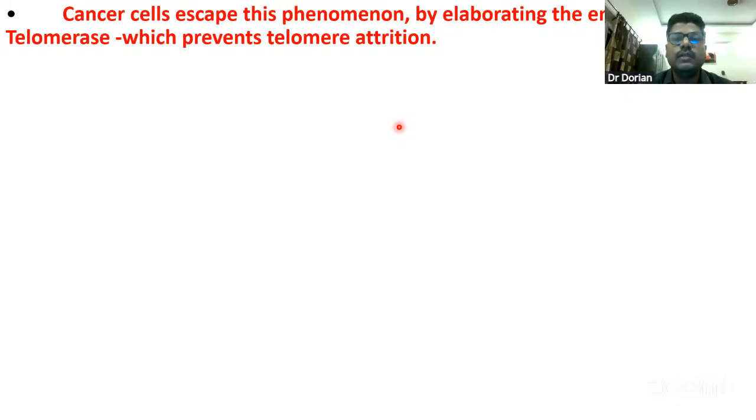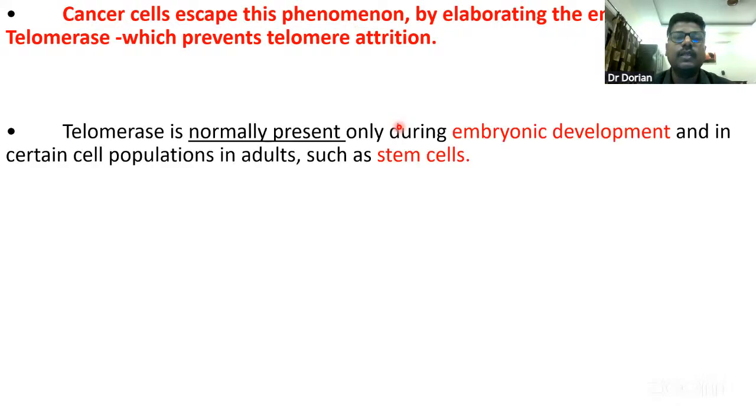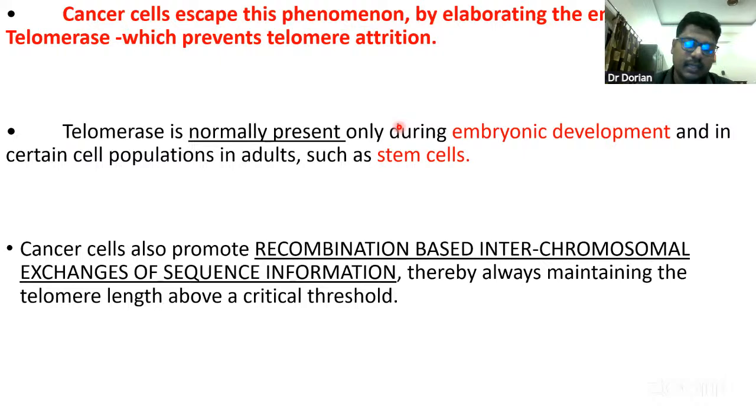This cancer cell escapes telomere loss by producing the enzyme telomerase, which prevents telomere attrition. Anything with DNA polymerase, RNA polymerase, telomerase means it is synthesizing. It synthesizes the telomere. Usually telomerase is present only during embryonic development, but cancer cells have this telomerase.